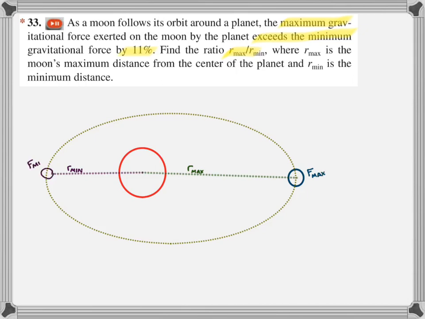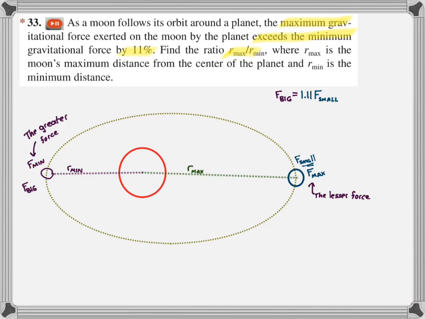They also give us information, so we have F max and F min. F max is associated with the radius max, but technically F max is not really the larger force, because it's actually the lesser force since it's farther away. So instead of saying F max, we're going to call it F small, because it's really the smaller force associated with the maximum radius, and F min is going to be F big. It said that the big force is 11% greater, which just means 1.11 times larger than the small force.